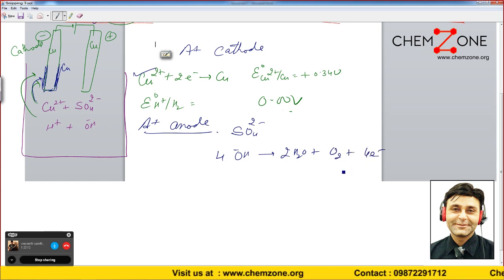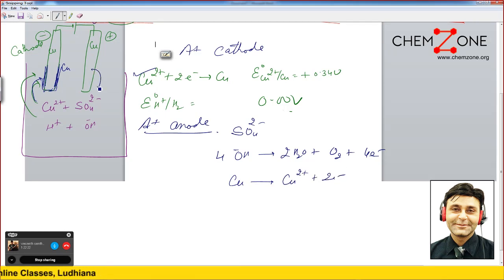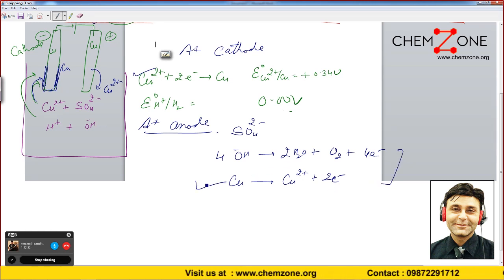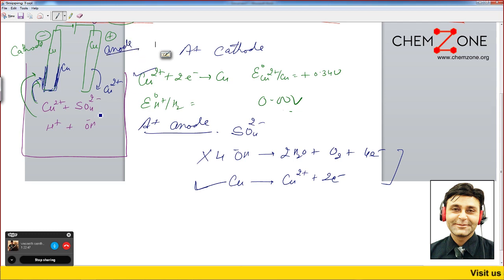Right? Yeah. And the other possibility is that copper itself undergoes oxidation. The copper comes into the solution as copper ions. Right? Out of these two, this one requires less potential, so the other will not take place. So I am saying here, whenever we use the same metal electrode, at anode, the metal itself undergoes oxidation, but not the OH ions.